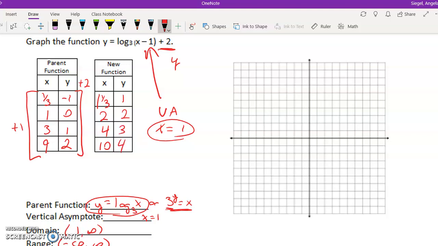Okay, so let's go ahead and put this all together. So I'm graphing my vertical asymptote. Again, I'm not going to start there. I'm going to start at 2, 2. So 1, 2, 1, 2, 1, 2, 3, 4, 1, 2, 3, and then 10, 1, 2, 3, 4. And then I'll go ahead and put that in.